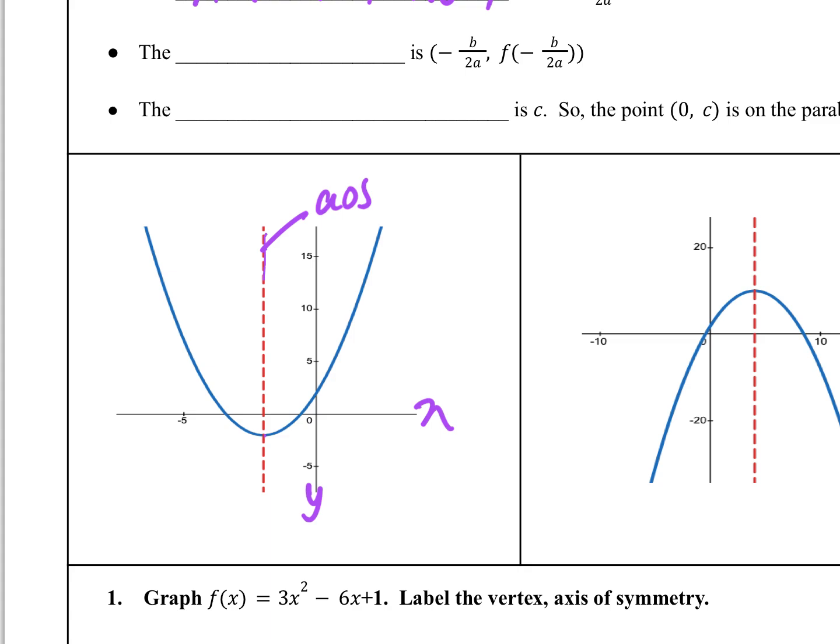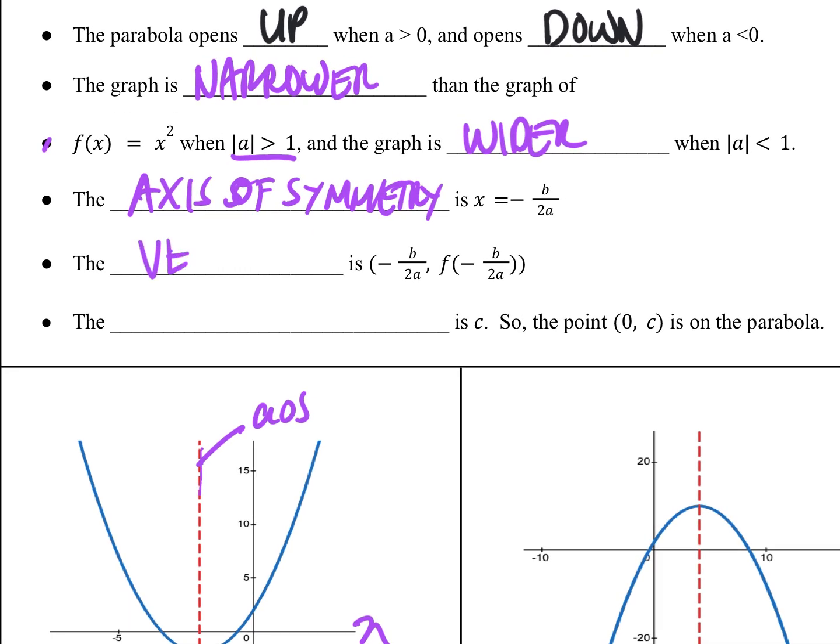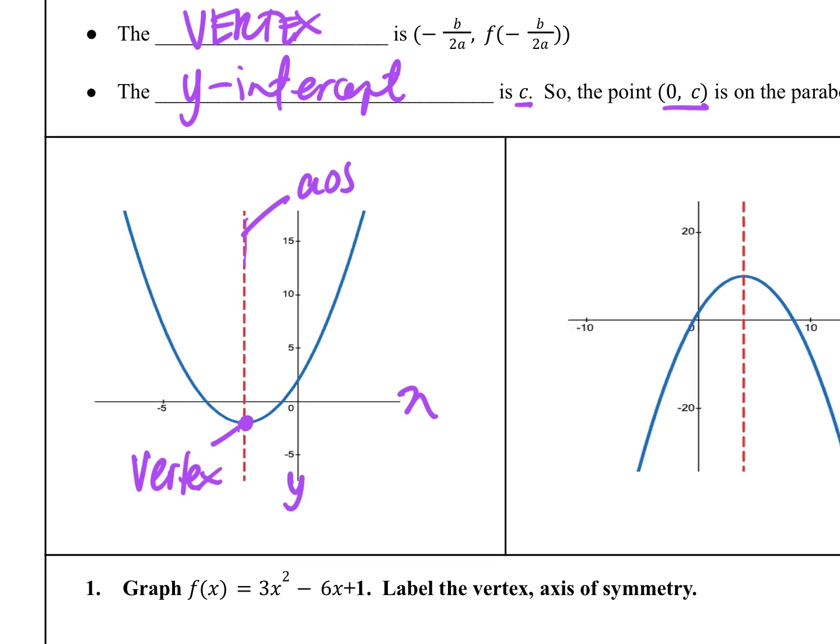And on this axis of symmetry, you also have what you call your vertex. The vertex is negative b over 2a and f of negative b over 2a. The y-intercept is c. So the point (0, c) is on the parabola. Okay, so let's look at what we have learned.